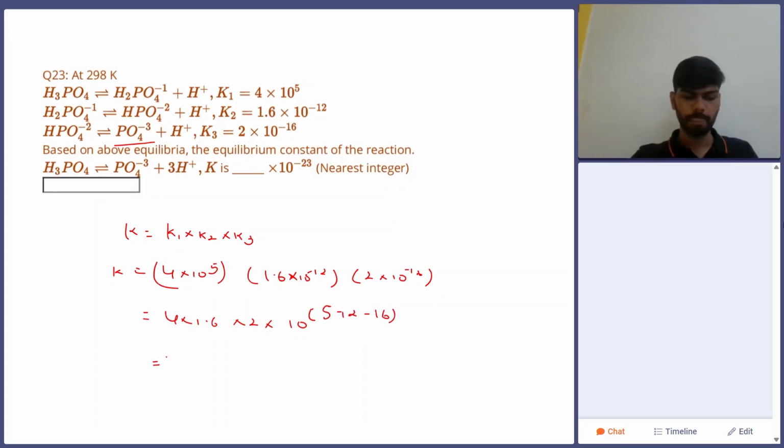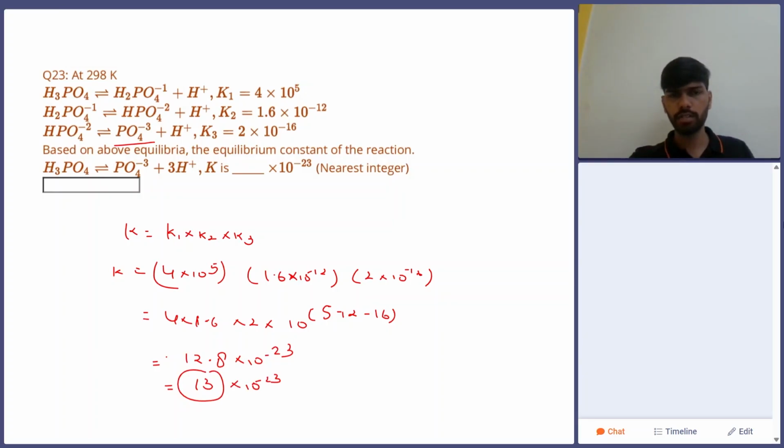So finally it is coming 4 to the 8 and then multiply with 1.6. It is 12.8 into 10 to the power minus 23. And if we round to the nearest integer, it is 13. 13 into 10 to the power minus 23. So 13 is the right answer for K.